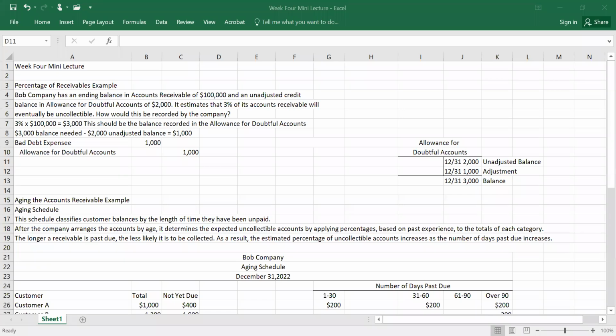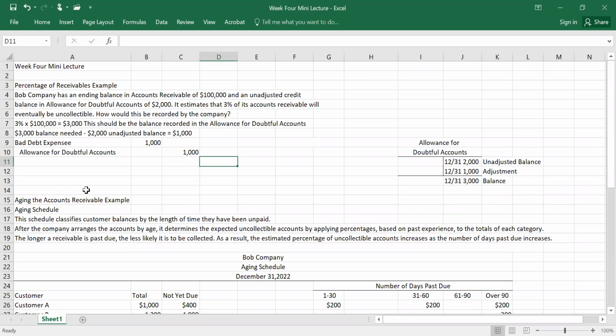Okay, so first what I want to go over is the accounts receivable information. So basically what we're doing here, we're just going to go over an example of percentage of receivables and then also about aging. So regarding our receivables, let's look at the first example.